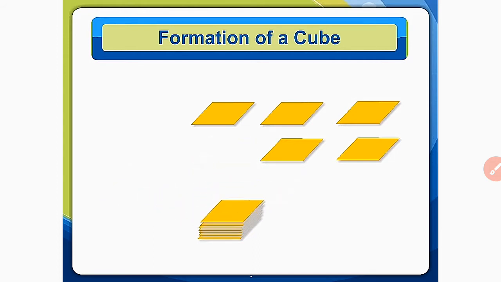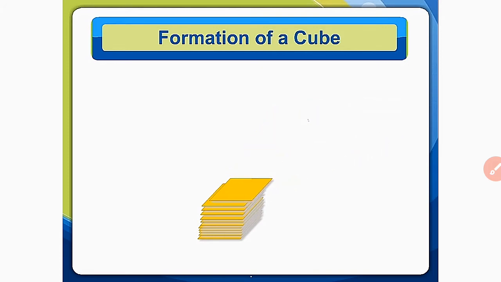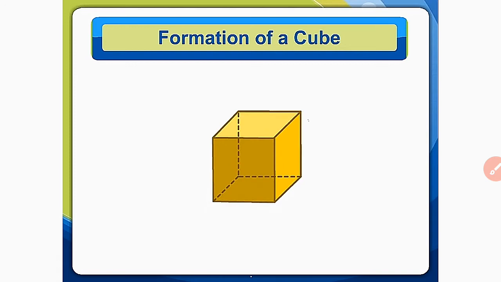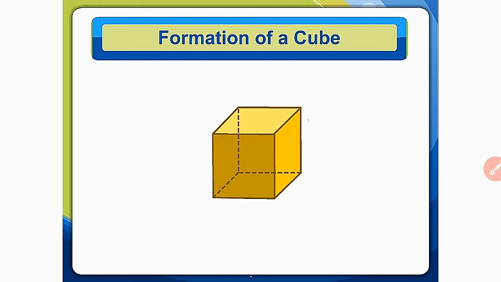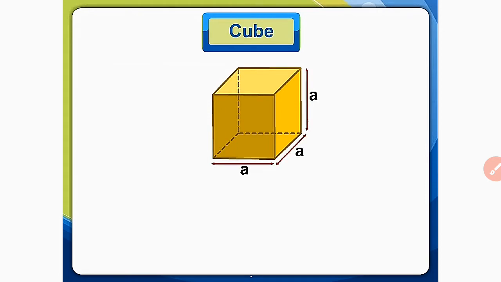So if we arrange all these sheets one upon the other, you get a new shape. The new shape is called a cube. So this is the cube. It has six square faces and all the three dimensions are equal in a cube. All the three dimensions are equal, so let us mark them as A. Now let us calculate the lateral surface area of a cube.